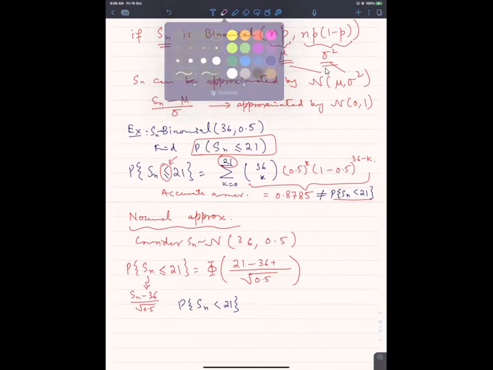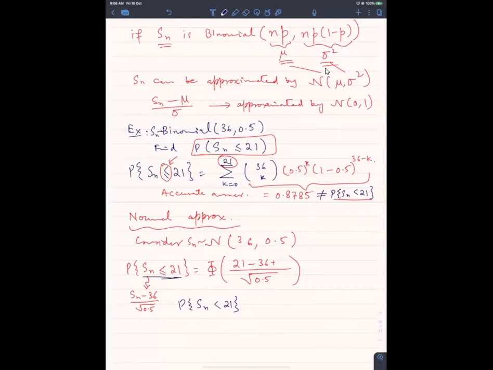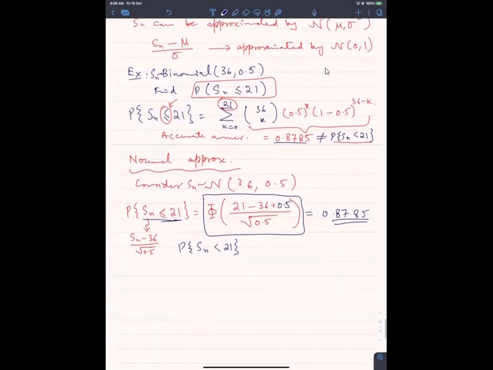So what I will do is this: binomial takes the value which is the number of successes. I am interested in less than or equal to 21, so 20, 21, 22. I take the midway, and add 0.5 here and 0.5 there. If you calculate this probability, this is phi of this value, and looking it up in the table, the answer is 0.8785, which is exactly the same as this. Such a good approximation.